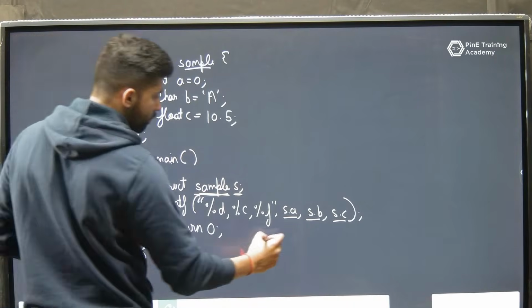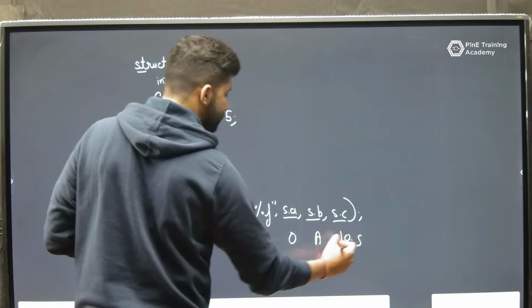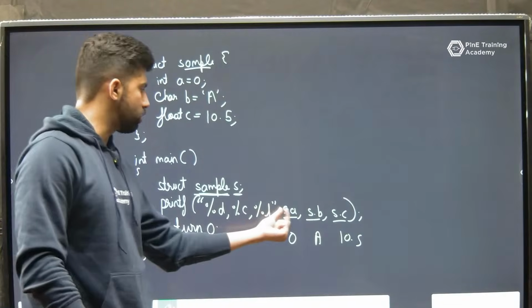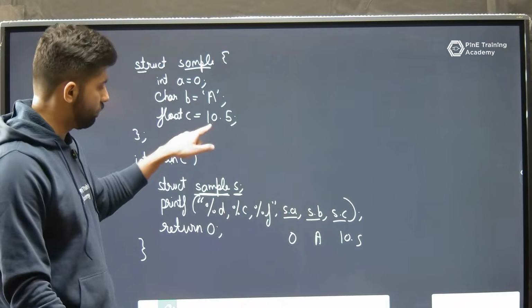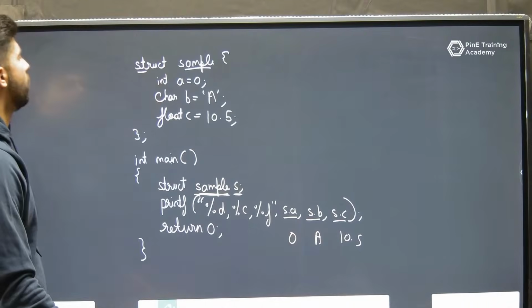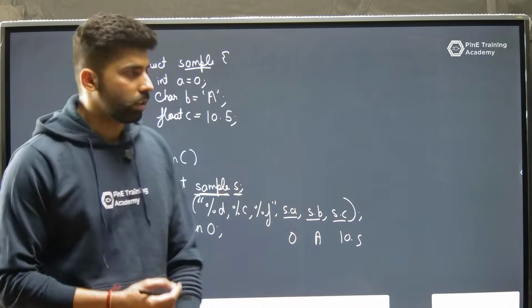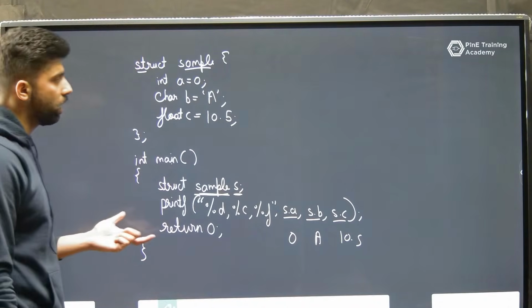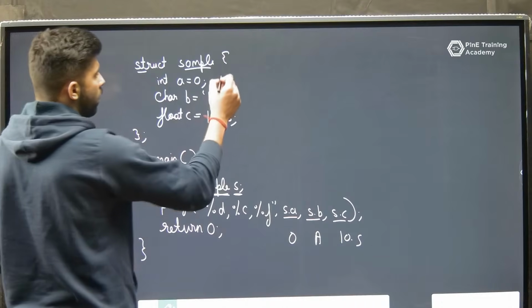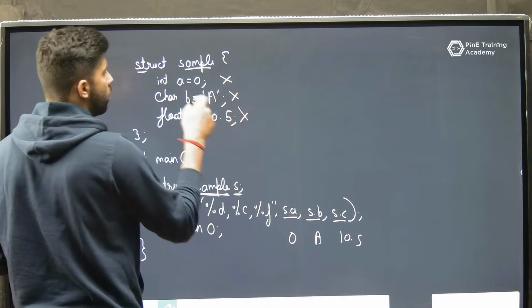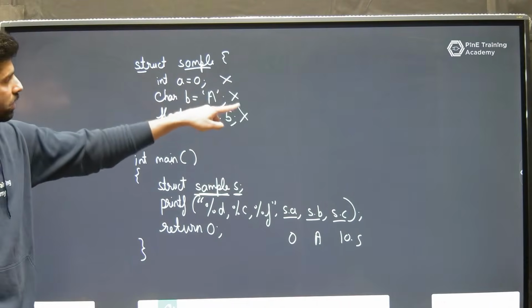So the usual responses that we will get are 0, a, and 10.5, right? After printing s dot a, s dot b, and s dot c, we will get these values, right? But actually this code will give you a compile time error. Okay, this code will not run. This will give you a compile time error. And why? It's because we are not allowed to initialize the members. We cannot write like this.